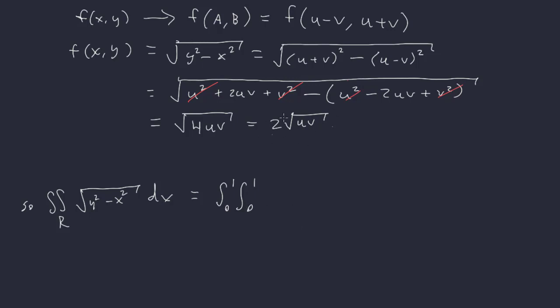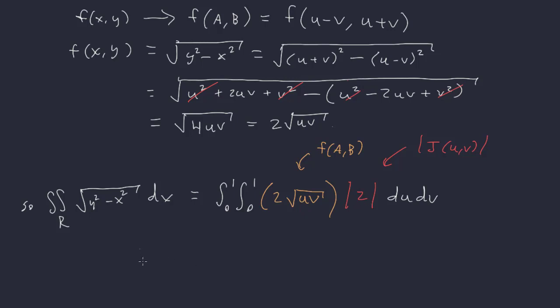The integrand becomes 2 square root uv, right? Then the absolute value of 2, du dv. So this is our f of a, b, and this here is the absolute value of the Jacobian of u, v. Now, I'm just putting the absolute value here to be very careful. Just note, if your Jacobian's ever negative, you can just ignore that.